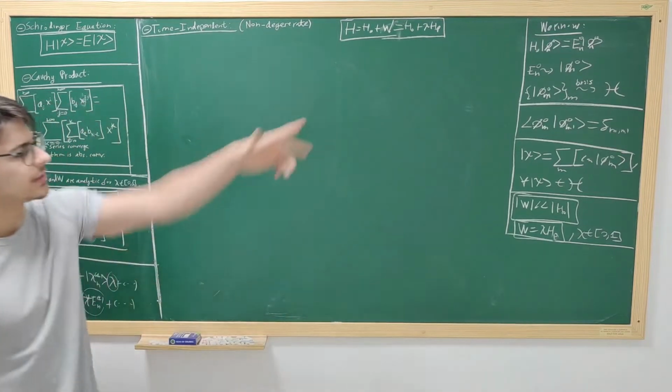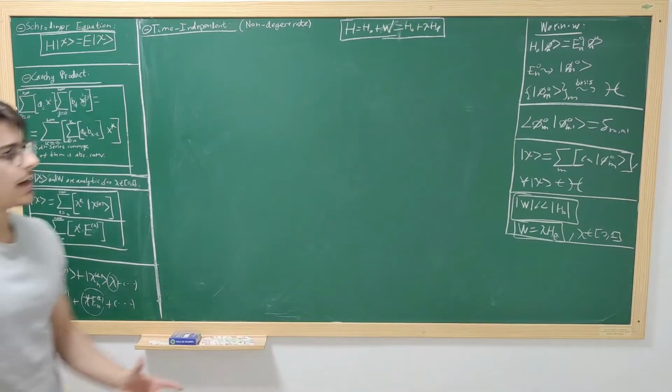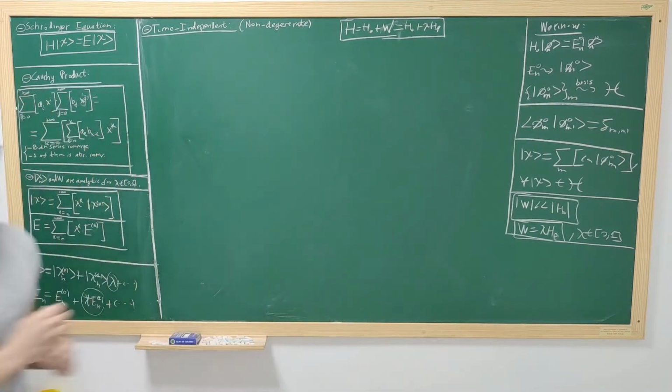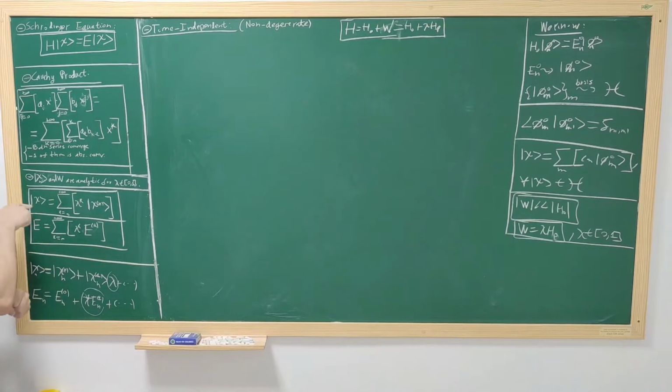Now, this is what we know and what we have assumed. What else? We are going to assume that we can express psi and E in terms of a power series in lambda. Okay, this is an assumption.